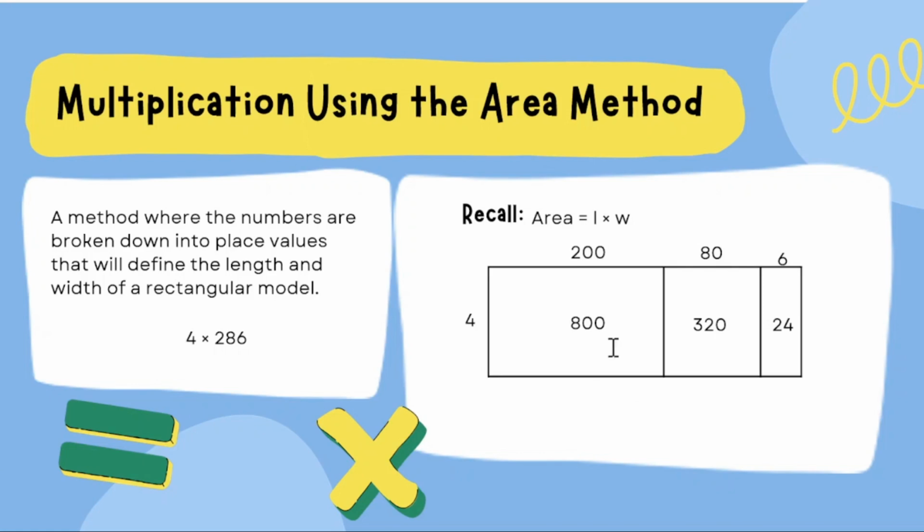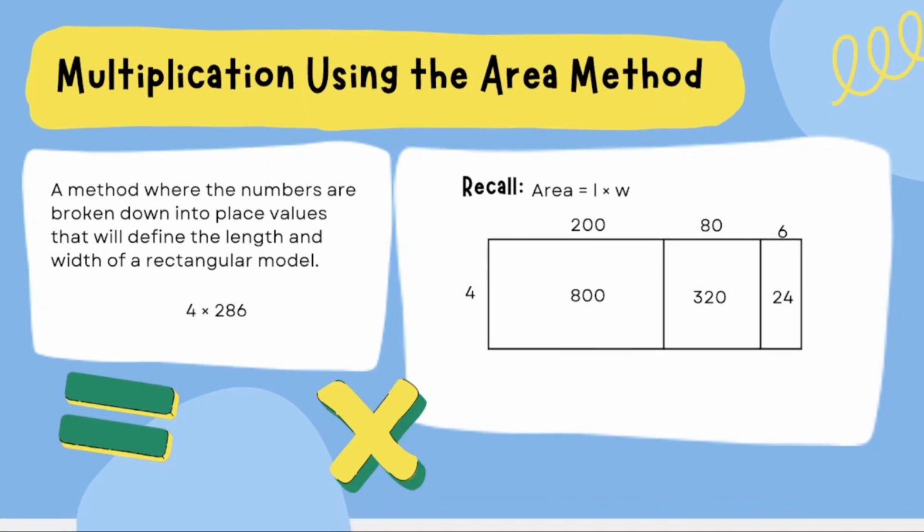Having known this, the next stage is to add these values together. We're going to add 800 plus 320 plus 24, and that gives us 1144. I hope this is clear. That is what we call the area method of multiplication.